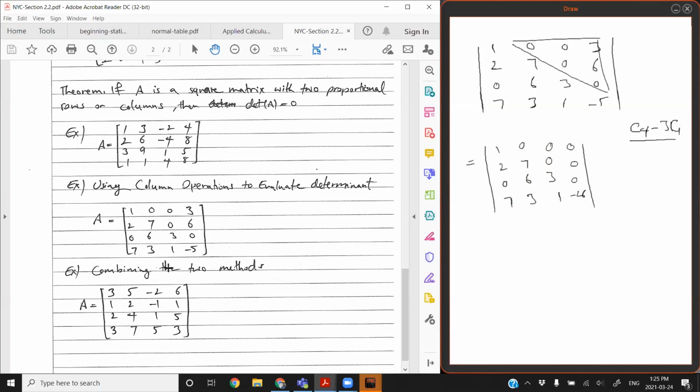Just by doing one column operation, we made this lower triangular. That is, all the entries above the diagonal are now zeros. So the determinant is going to be 1 times 7 times 3 times minus 26, whatever that is. Are we good? So you have to look out for that. Sometimes it's easier to do just a column operation or a couple of column operations. That would be faster.